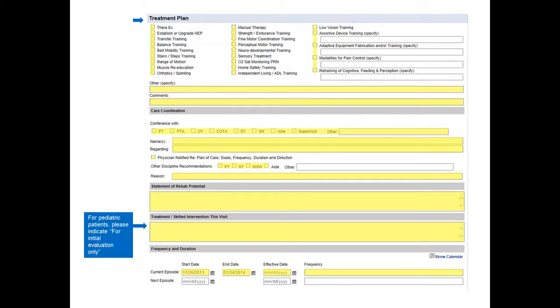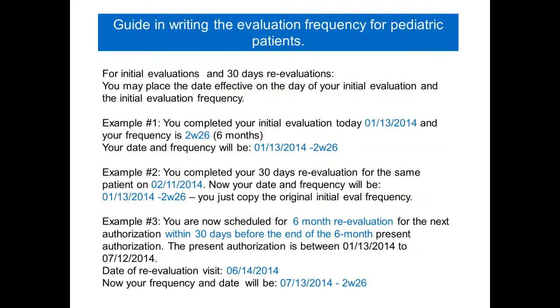For pediatric patients, please indicate for initial evaluation only. Guide in writing the evaluation frequency for pediatric patients. For initial evaluations and 30-day re-evaluations, you may place the date effective on the day of your initial evaluation and the initial evaluation frequency. Example 1. You completed your initial evaluation today, 01/13 of 2014, and your frequency is 2W26. 26 weeks is equal to 6 months.